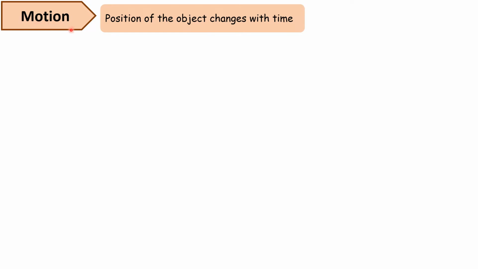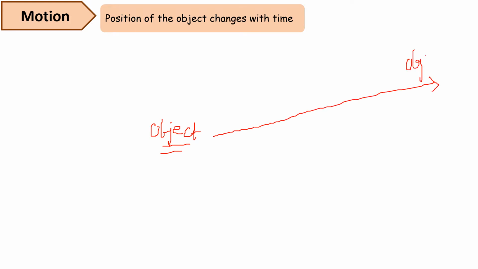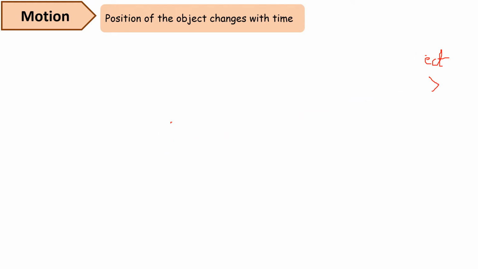So let's start with motion. When do we say a body or an object has performed a motion? When there is change in position of the object with time. So for example, if initially the object was at this position, after say 2 hours the object is found at some other position. Now the position of the object has changed. That means this object has performed a motion. So motion means the position of the object changes with time.